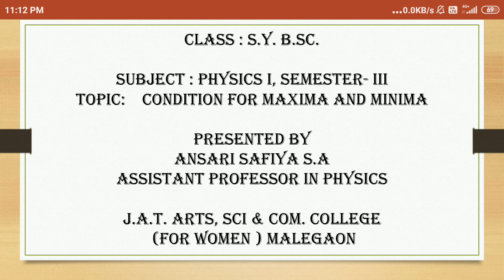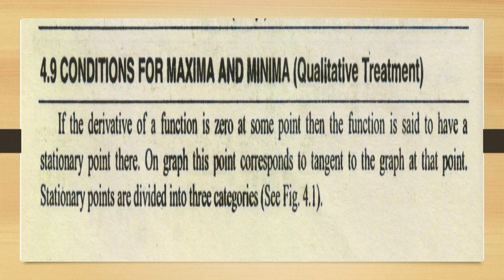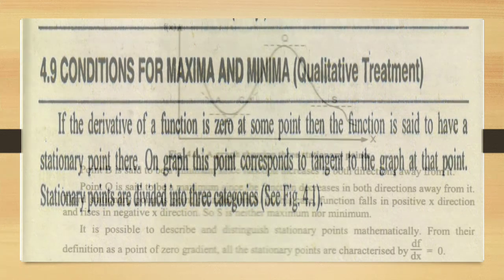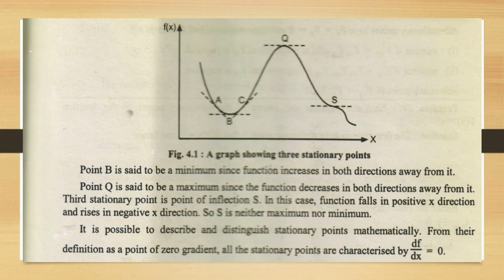Dear students, today we have to study the condition for maxima and minima. If the derivative of a function is 0 at some point, then the function is said to have a stationary point there. On a graph, these points correspond to a tangent at that point. Stationary points are divided into three categories. The first is maxima, the second is minima, and the third is the point of inflection.